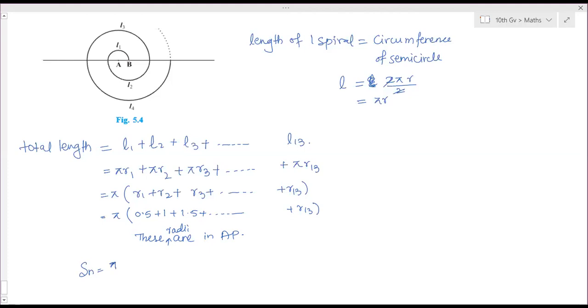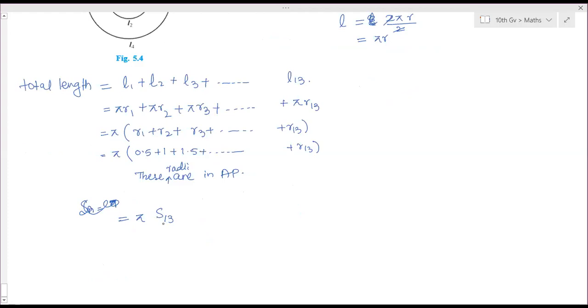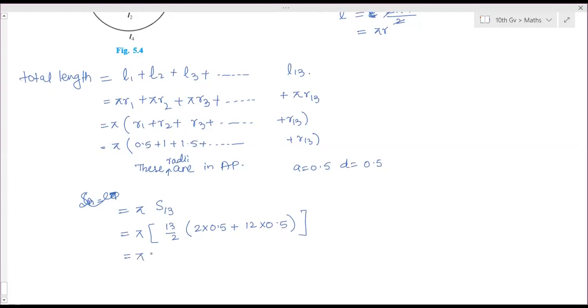Total length is equal to pi into S13, which we have to calculate. S13 is the sum of 13 terms. Pi outside. Now here, 13 by 2 into 2a plus n minus 1 into d. 2 into 0.5 plus 13 minus 1, which is 12, into the difference, 0.5. 0.5 means fraction 1 by 2. 2 into 1 by 2 is 1, 12 into 1 by 2.